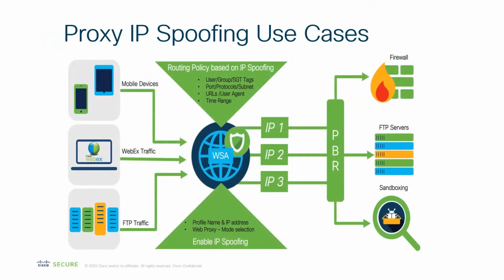For example, as shown, we have different traffic coming into the WSA via mobile devices. We have WebEx traffic, we have FTP traffic. Once the traffic comes into the WSA, we can take appropriate action depending on the policies configured on the WSA. However, until now, all this traffic used to go on the internet using the same egress IP address: the WSA's IP, or the client IP if IP spoofing was enabled.